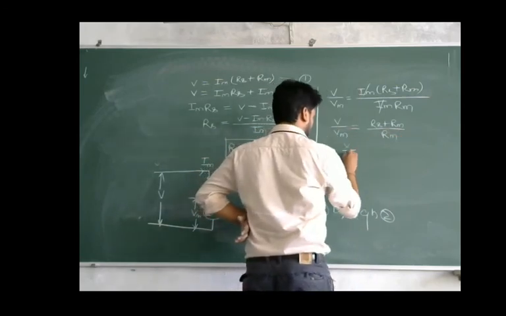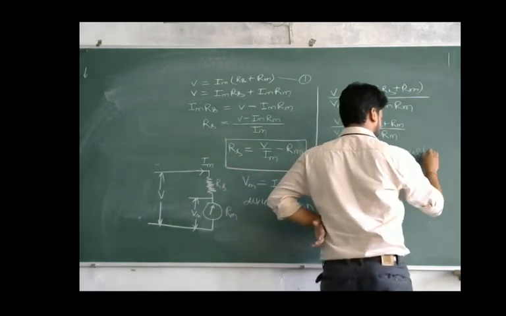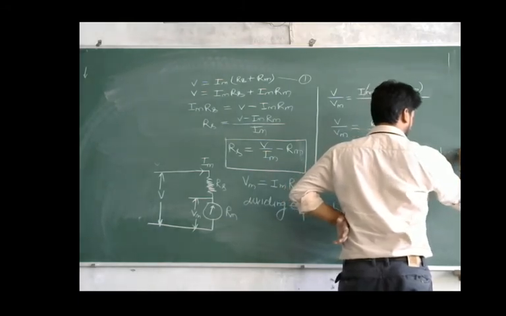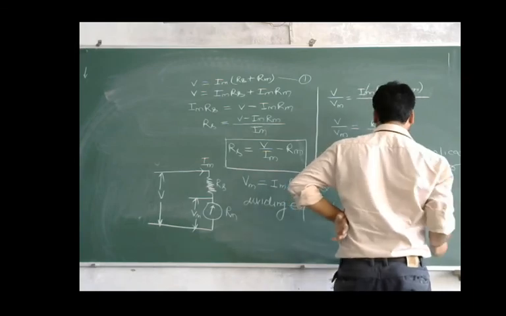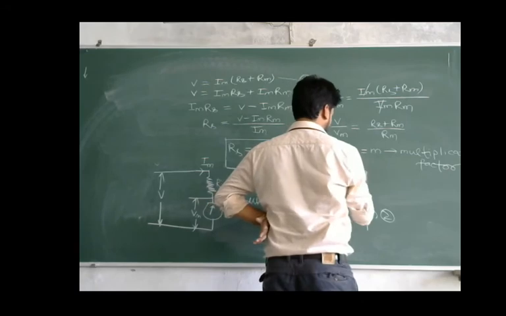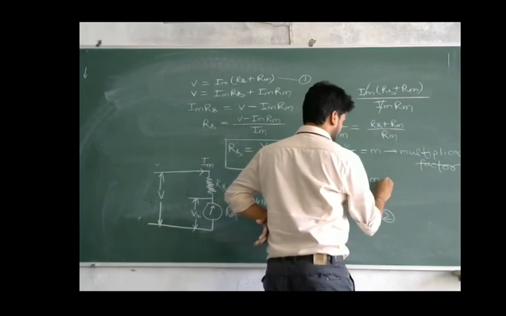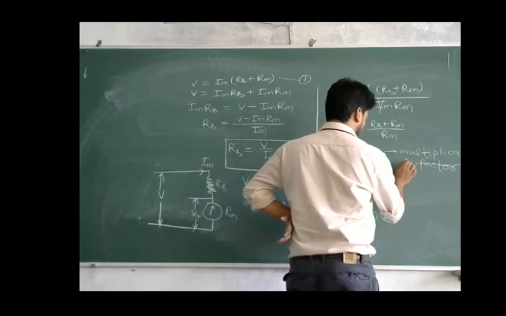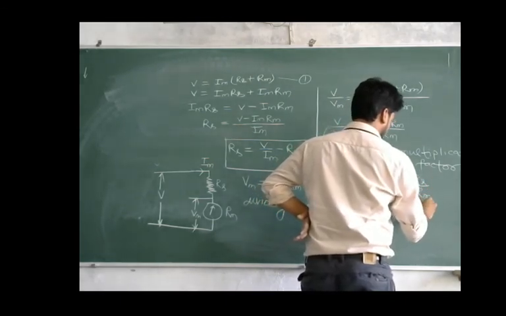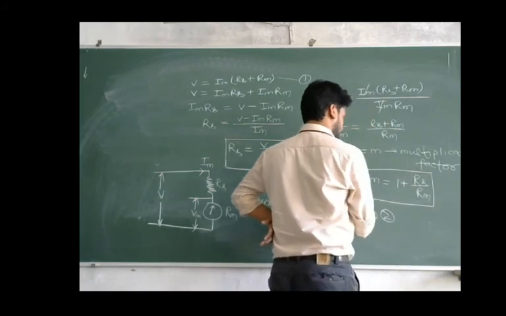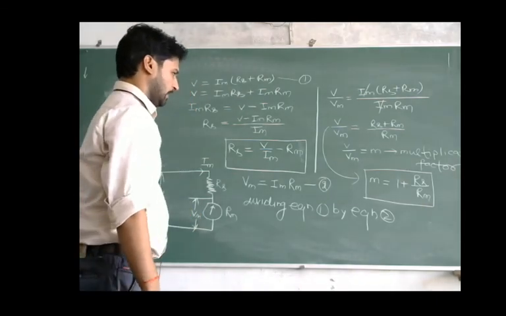This V upon Vm is called the multiplication factor. From here, we can write V upon Vm as m. So m is equal to 1 plus Rs upon Rm.